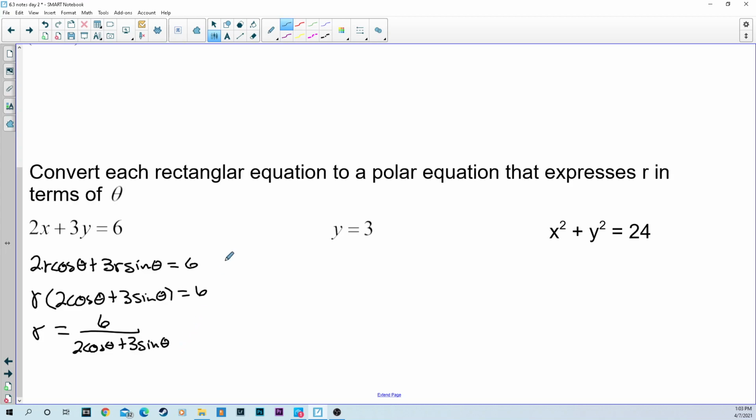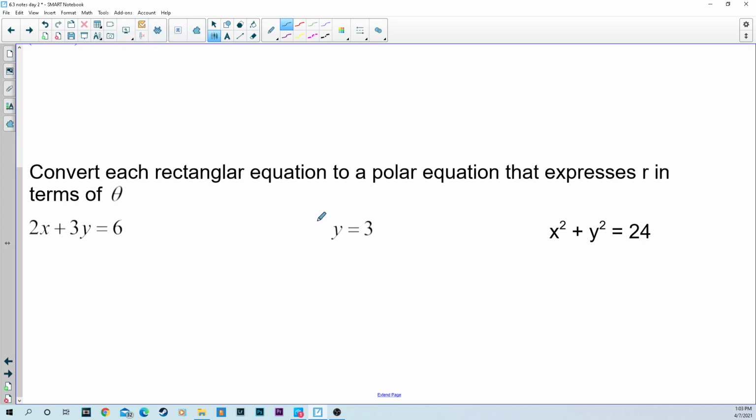I got an older computer here, which is slowing down the more ink I have, so I'm going to erase this ink so that it doesn't lag so much.